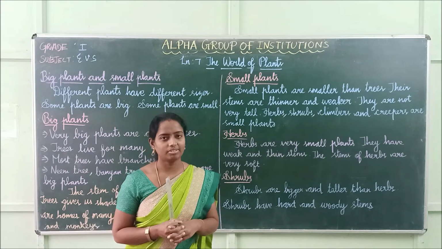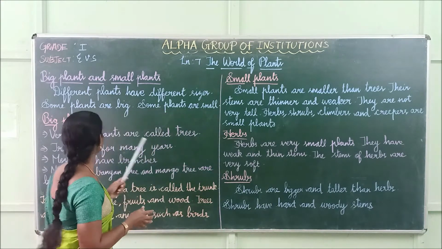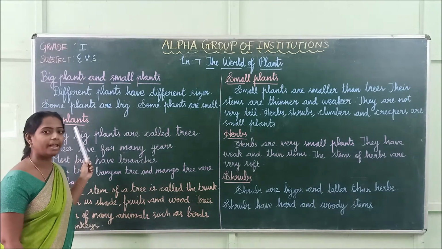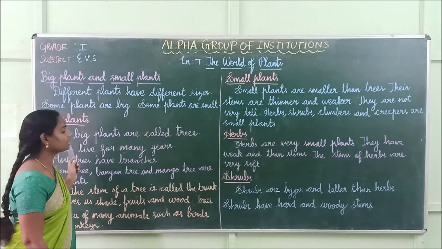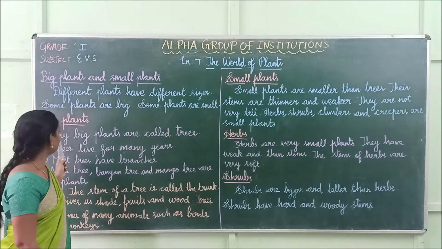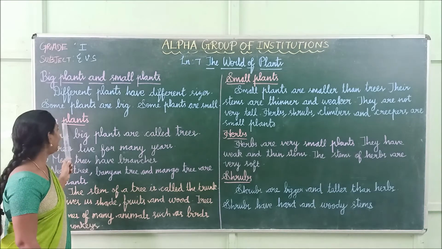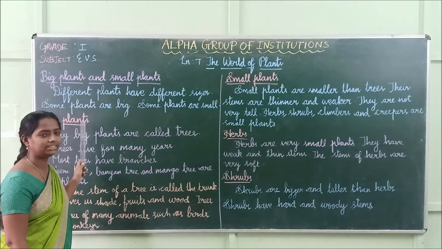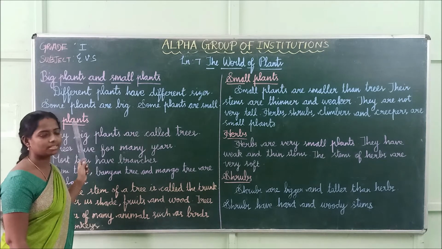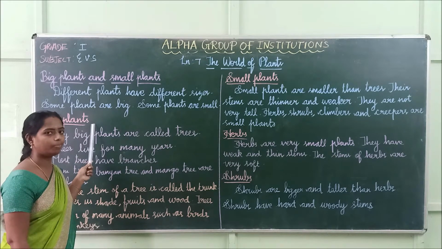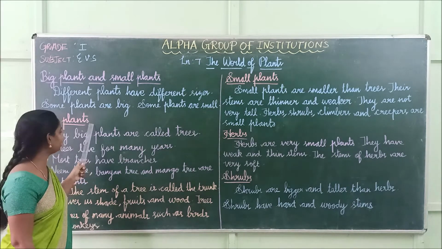Okay, children, shall we start to read it first? What is the first topic about? Big plants. What is the spelling of big? B-I-G. Big plants. P-L-A-N-T-S. Plants. Big plants. What is it about big plants? Shall we start to see them?